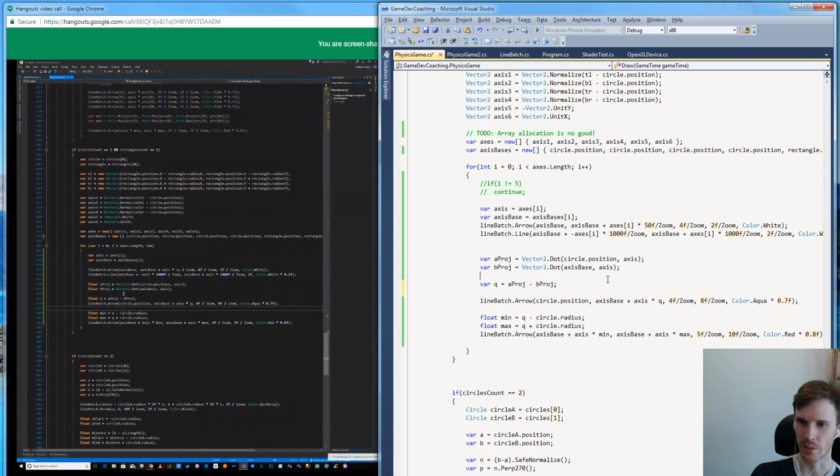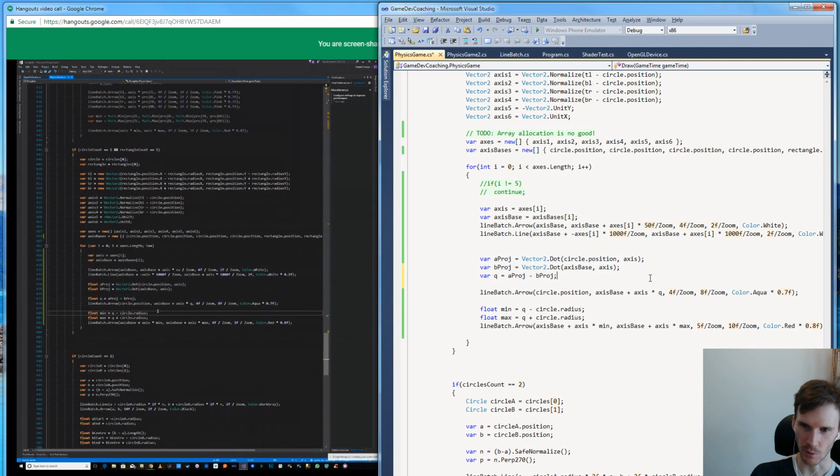So all we need to do now is think, okay, we have these three variables that have terrible names. Let's try and name them. So we have, I guess we'll call this the circle projection. Yep.